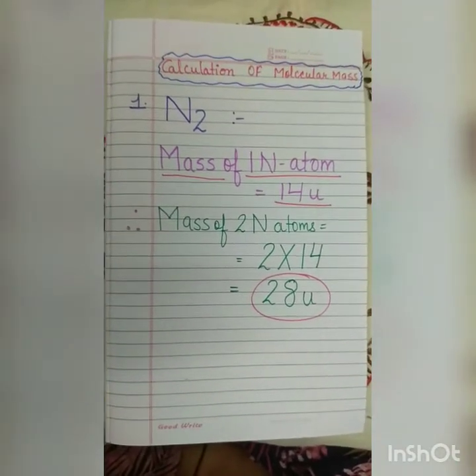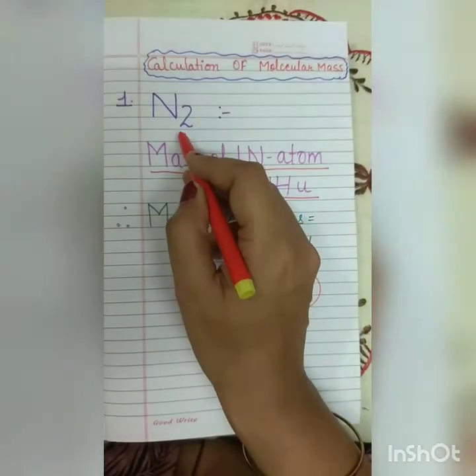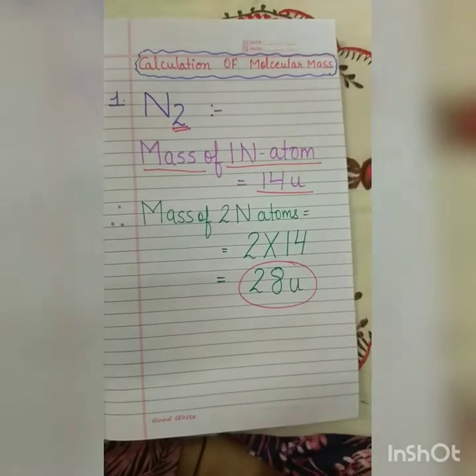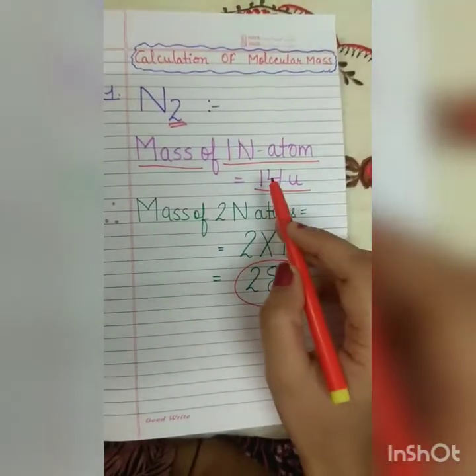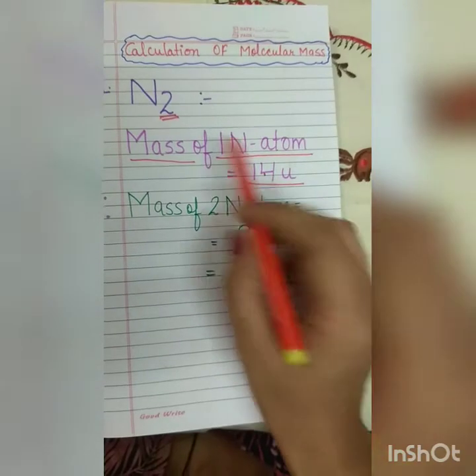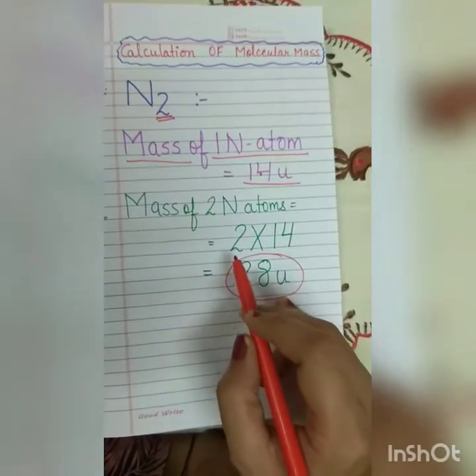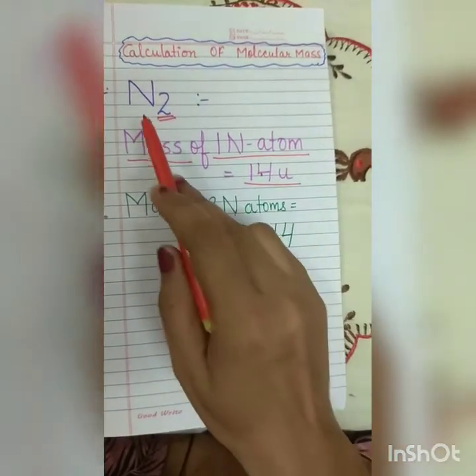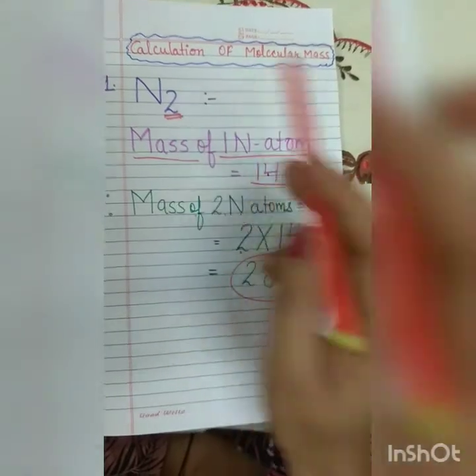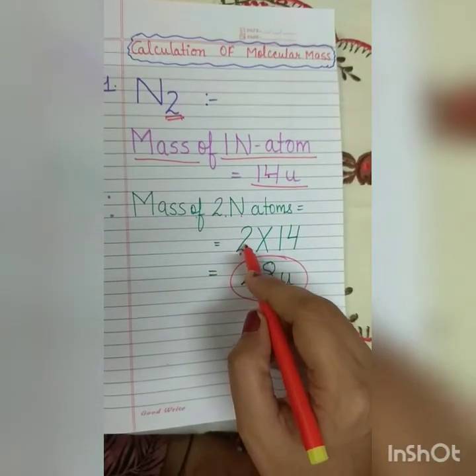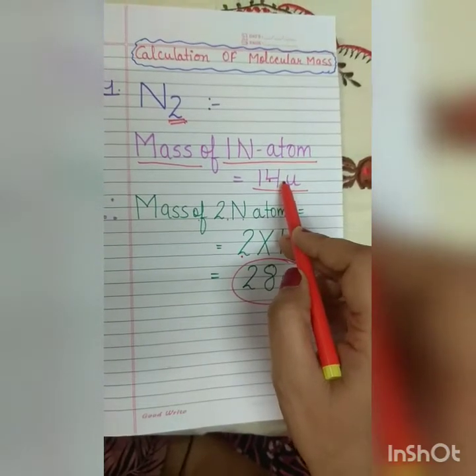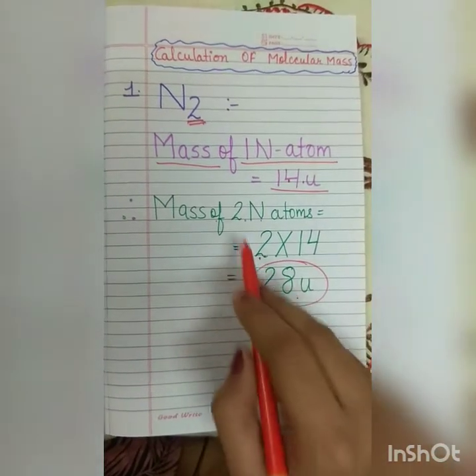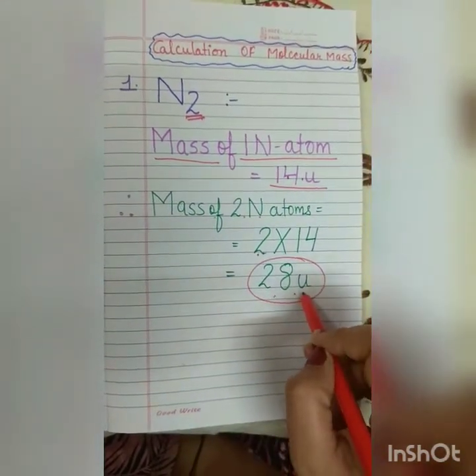Now, in the molecule of nitrogen, as you can see here, two atoms of nitrogen are chemically combined. So what do we have to write? We have to multiply the mass of one nitrogen atom by the number of atoms, that is 2, because in the nitrogen molecule two atoms are present. So the answer will be 28 units. So the molecular mass of nitrogen is 28 units.